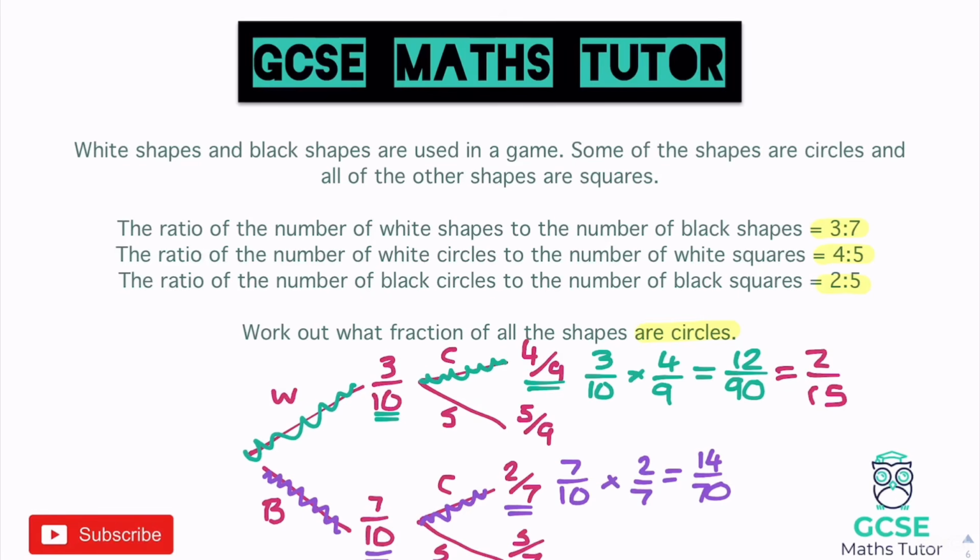The 14/70, top and bottom divide by 7 there. In fact, the top and bottom do divide by 14, but that's not very nice. We'll divide it by 7 to start with. So divide it by 7, you get 2/10, and then you can divide it by 2 there, and you get 1/5. And now they're simplified, they're a lot easier to add together.